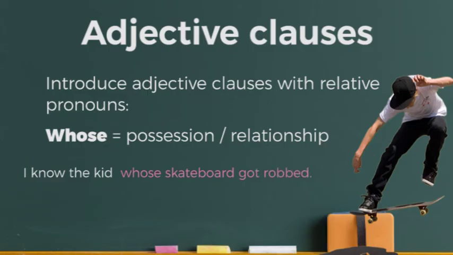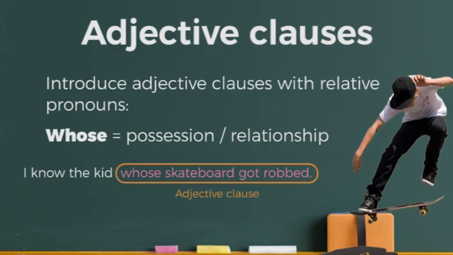In this example, the main sentence is "I know the kid." And the adjective clause is "whose skateboard got robbed." This clause is referring to the noun kid. The relative pronoun we use is whose because we want to show the skateboard is the possession of the kid.